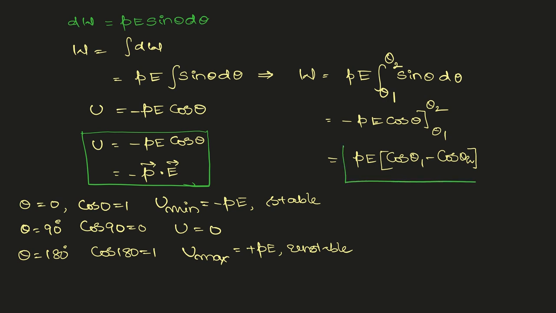Suppose initially it is at an angle of 30 degrees, after that it was rotated by an angle of 60 degrees, what is the work done? We have to use this for a given particular angular position. So this is about potential energy stored due to rotation of that dipole.